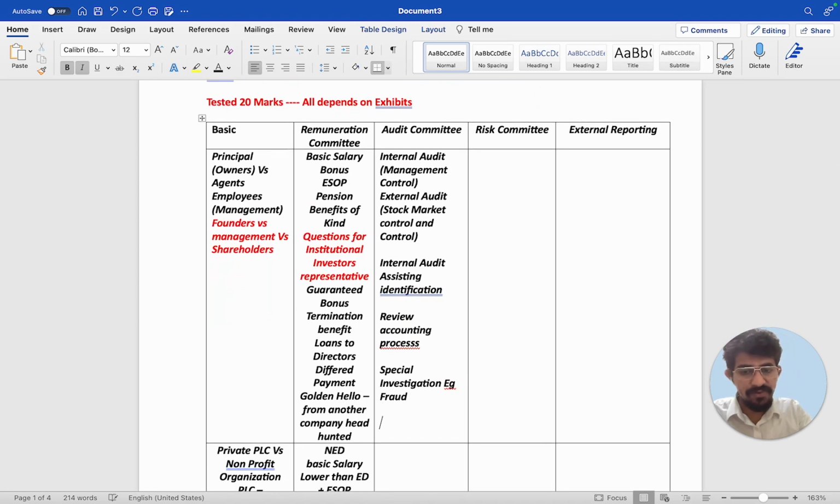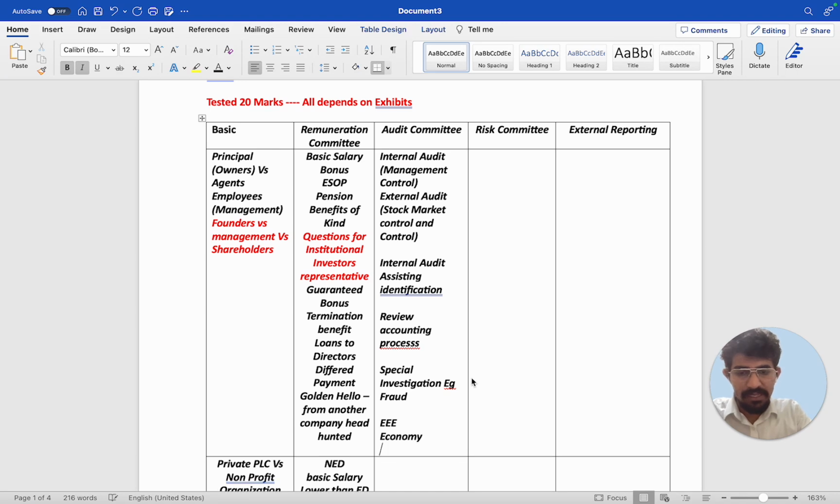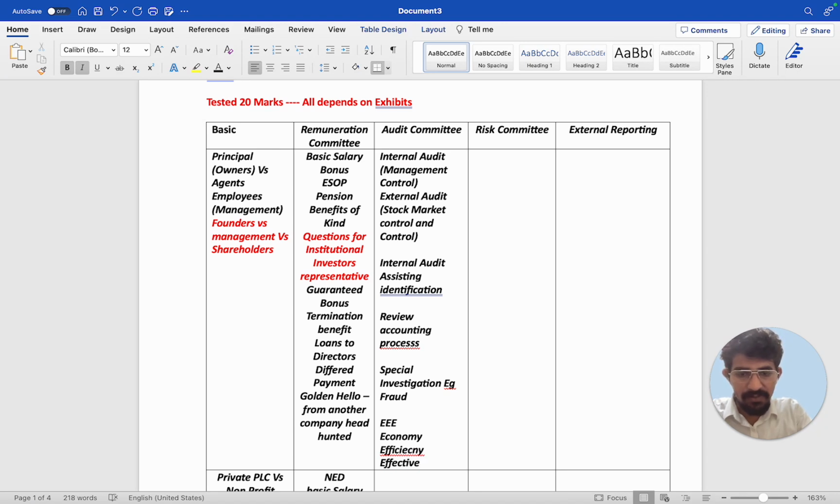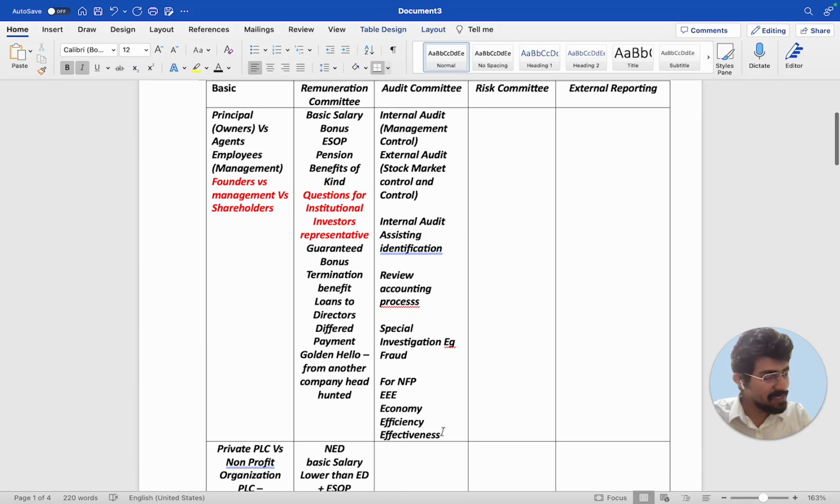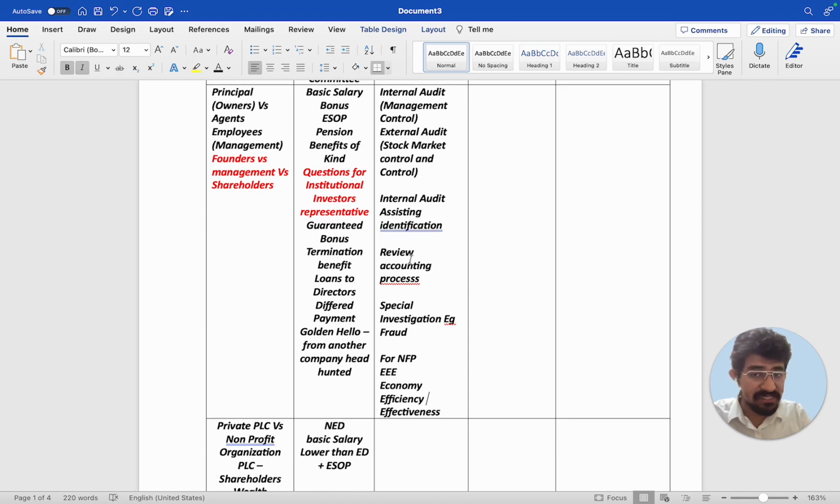And then, students, for a not-for-profit organization, there are 3 E's: economy, efficiency, and effectiveness. If it is a not-for-profit organization, they have to do the 3E. For an NFP, economy, efficiency, and effectiveness are very important, students. And again, remember one thing, everything is based on the exhibit, but just have an idea of this.